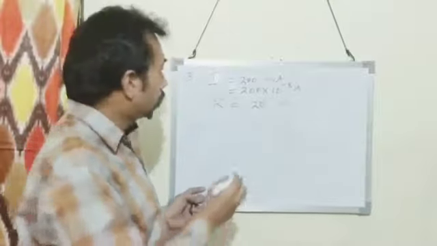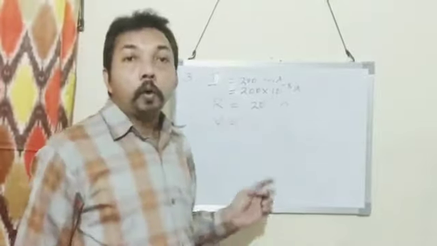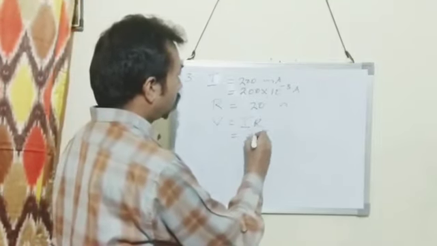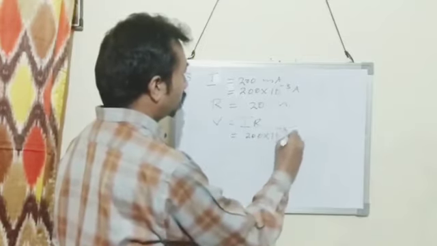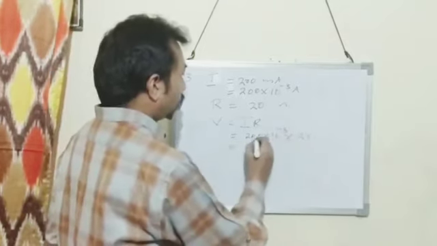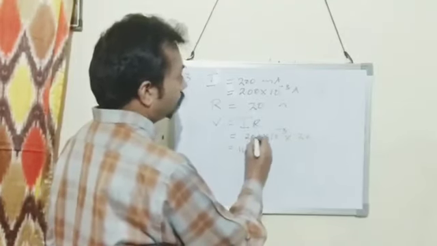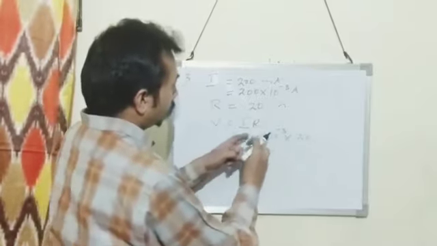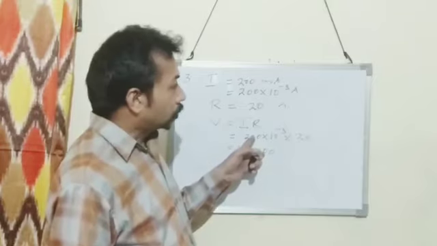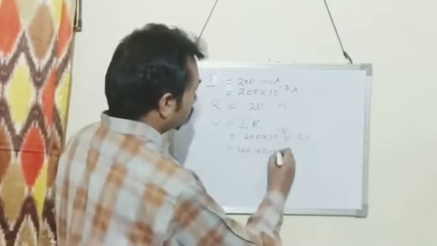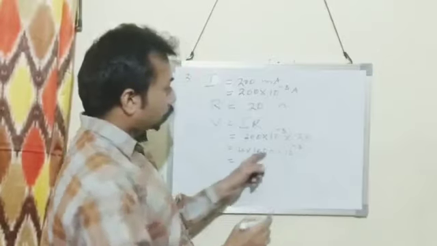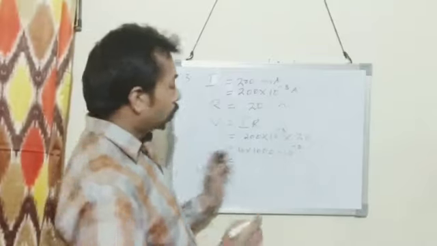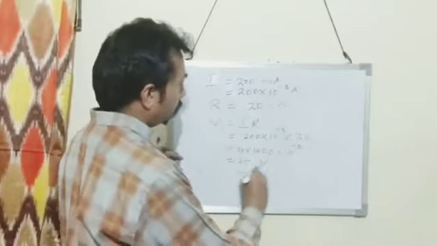So we have to find the potential difference. We use the formula of Ohm's law. V is equal to I into R. Then substituting 200 into 10 to the power minus 3 into 20. So 2 into 2, 4. 4 into 100 in 1000. This one 100 is 10 to the power 2. 10 to the power 2 into 10 to the power 1, 10 to the power 3. So that is equal to 1000 means 10 to the power 3. 10 to the power 3 into 10 to the power minus 3 is 10 to the power 0, which is equal to 1. So answer is 4 volt.